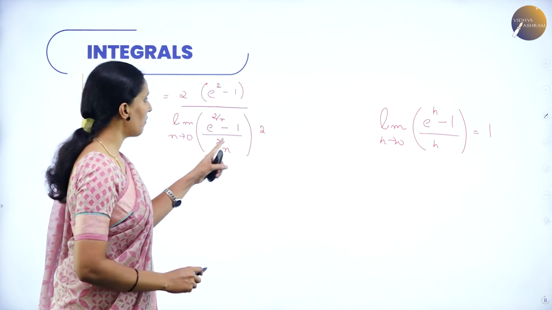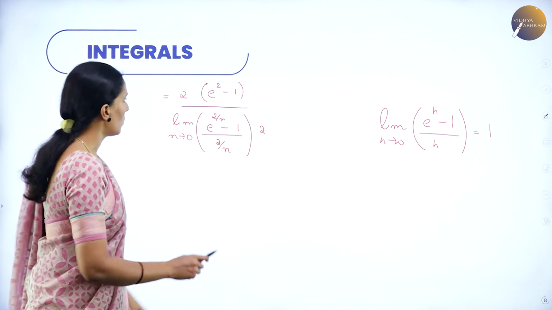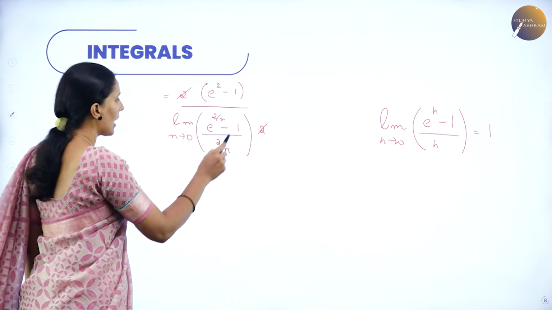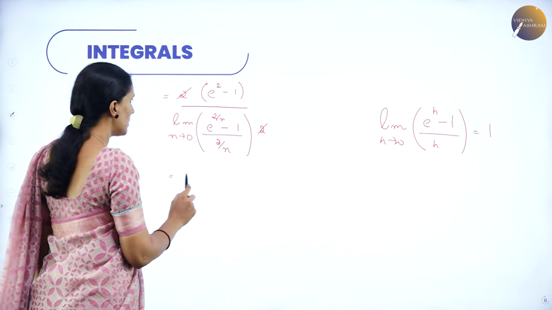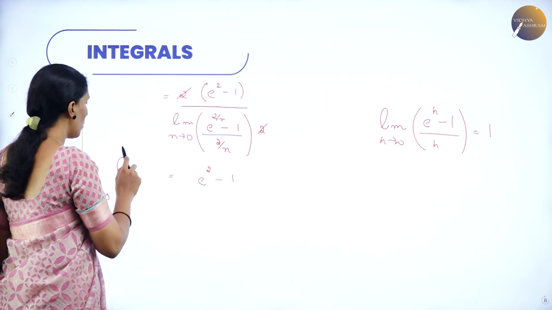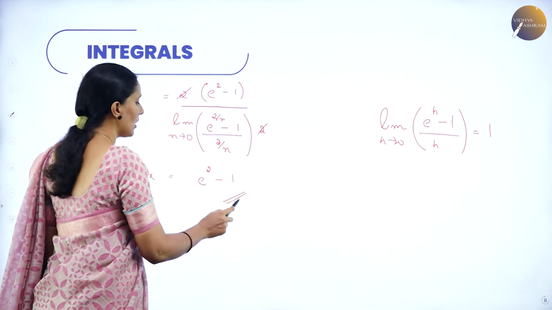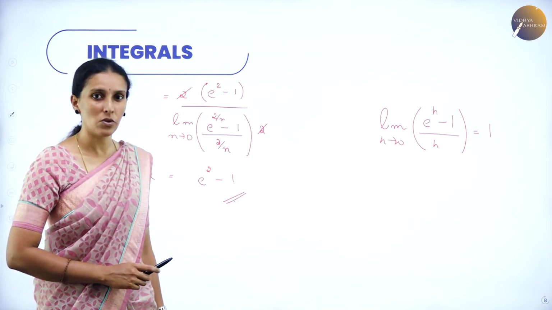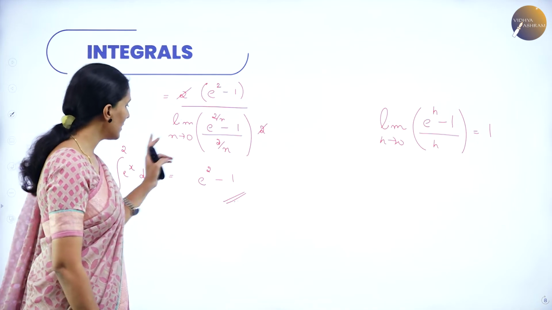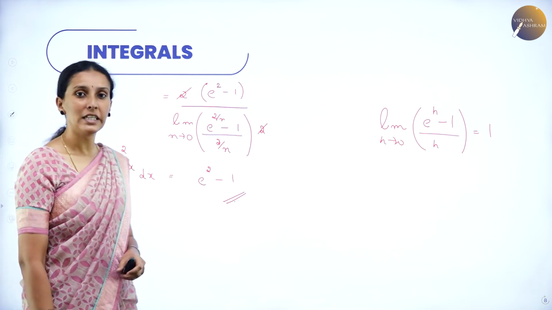Therefore this is in the form of e power 2 by n minus 1 into 2. Now here in the numerator 2 and 2 get cancelled, so this limit is equal to 1. Therefore this is e square minus 1. So the integral from 0 to 2 e power x dx can be written as e square minus 1. This is the integral value of the limit of the sum, and this is the area bounded by the curve 0 to 2 e power x dx.